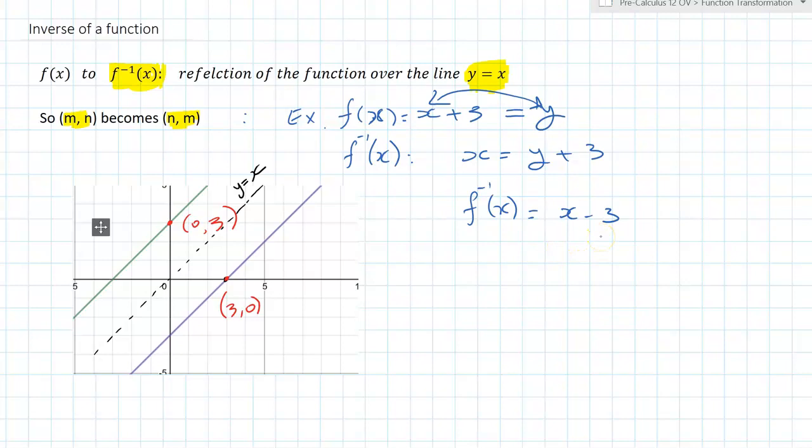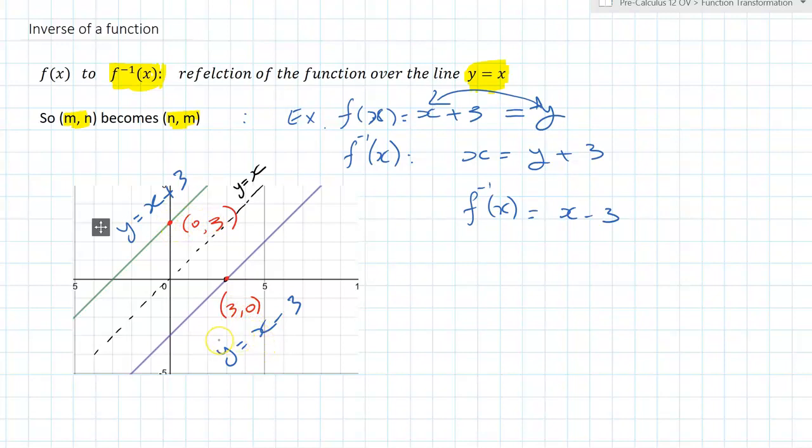When you graph these two, the green graph is x plus 3, y equals x plus 3, the original function. The purple graph is x minus 3, so y equal to x minus 3, and they are inverses of each other, and they're reflected over the diagonal line y equal to x. Notice that every single coordinate on y equal to x plus 3, when you switch the x and y values, you'll get the graph of the inverse. Just as an example, the y-intercept is 3, but the x-intercept will be 3 for the inverse.